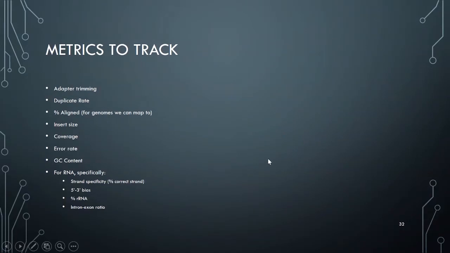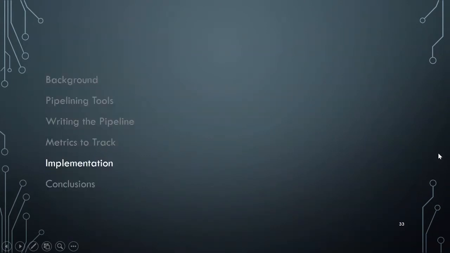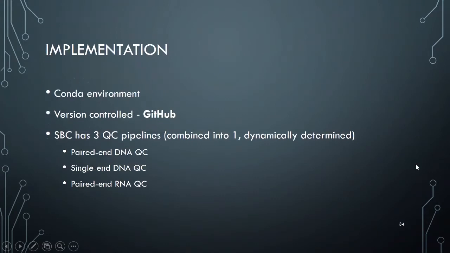The pipeline also allows you to know what versions of the tools you're running and what parameters are set, which is really important if you want to be able to reproduce certain analyses. This implementation is done in a conda environment here at the SBC, which works well with Snakemake as they're both Python-type tools. It's also version controlled using GitHub. It's not publicly shared, but it is version controlled.